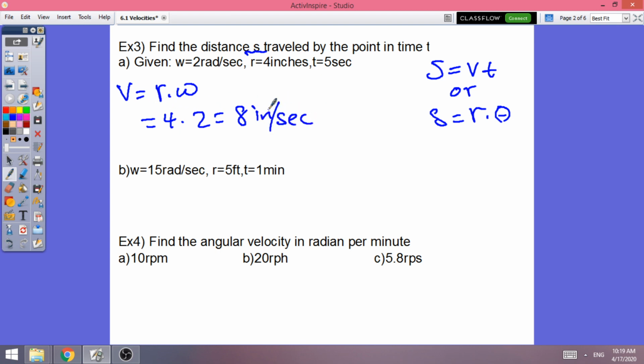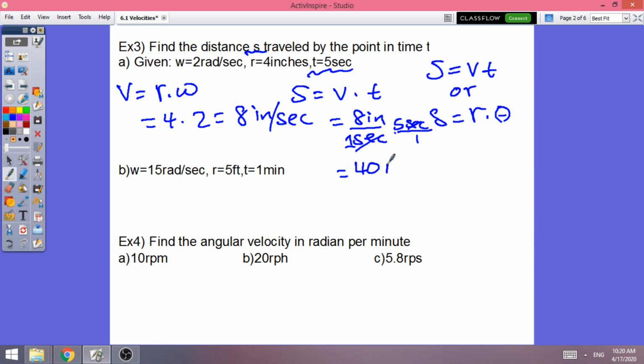So once we get the linear velocity and the time, guess what we can find? We can find the total distance. That would be V times T. So V is 8 inches per second, and the time is 5 seconds. Cross out the same unit. So we got 8 times 5, which is 40 inches.